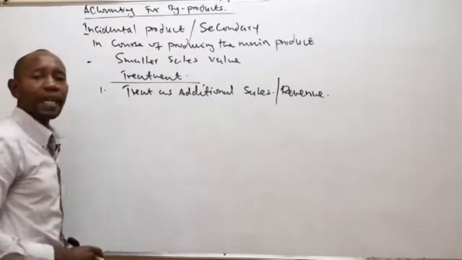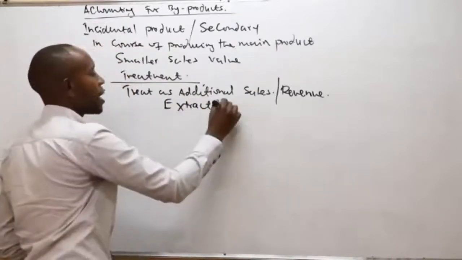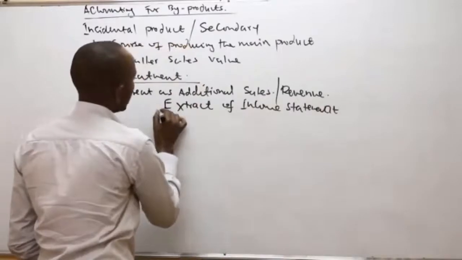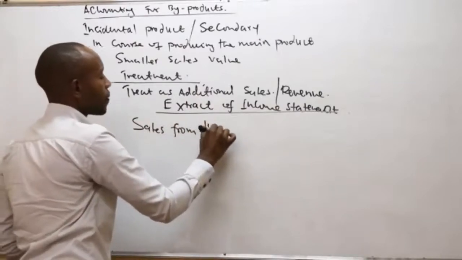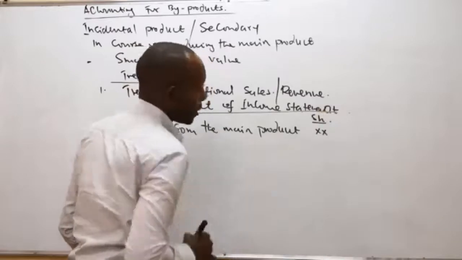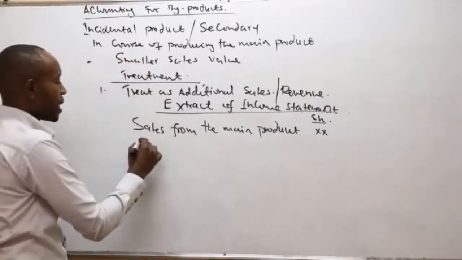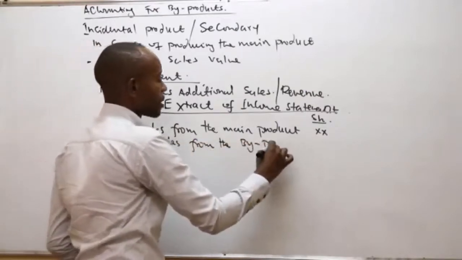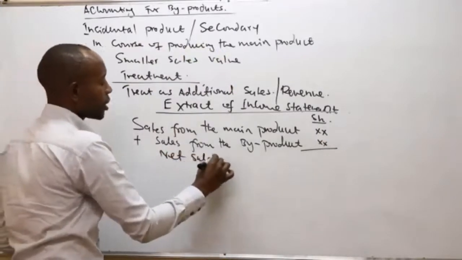So if I was to present an extract of the income statement, then this is how it would look like. So we say extract of our income statement. I will say here, this will be sales from the main product, and I will present that value here. Whichever units I'm using to measure, I'm using shillings in this case. Then now I say add the sales from the byproduct, and this will give me my net sales.